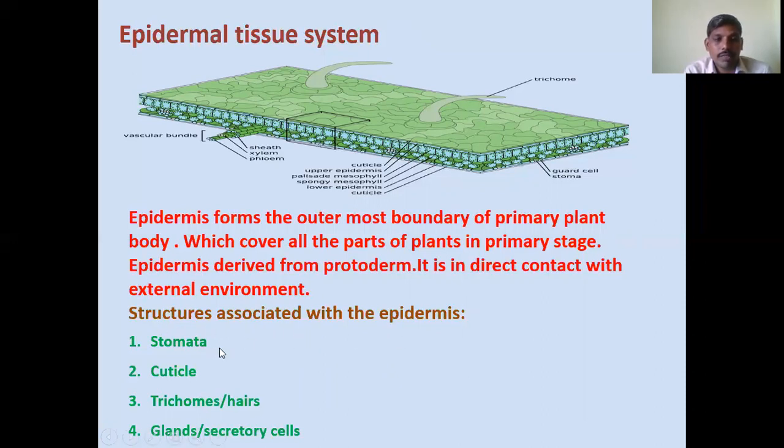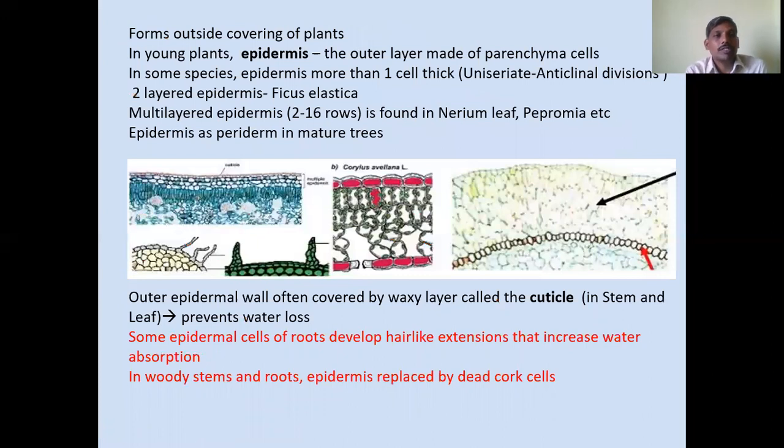For example, in the epidermis, we can see stomata. The epidermal cells are covered by a layer of cuticle. These epidermal cells produce some external appendages that are known as trichomes or hairs, and a few epidermal cells act as glands or secretory cells. So these are the structures which are associated with the epidermis and perform various functions. So first we know about the epidermis.